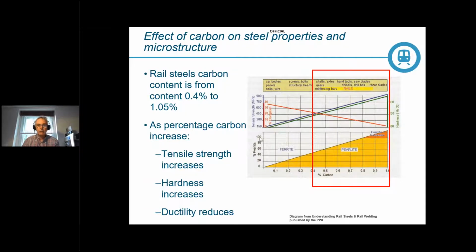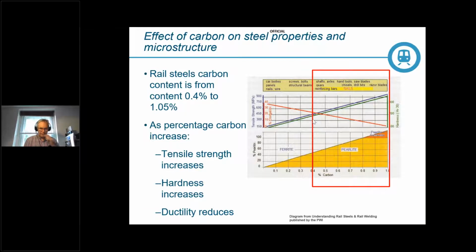So what are the key points? As the carbon content increases across here, the tensile strength, which is the black line on the chart, increases, the hardness increases, which is the green line, and the ductility, which is the red line, reduces. So higher carbon steels are harder and more resistant to wear, but this is at the price of a loss of ductility, so they are less tough. And we will look later at how this has an effect on the critical defect size.